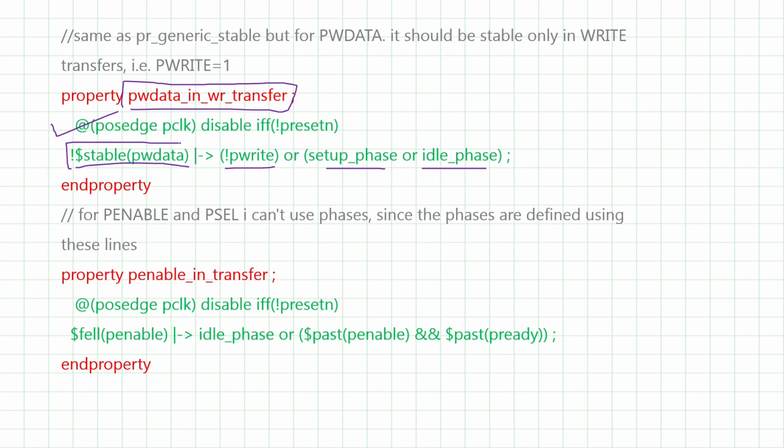Up till then, our PWDATA should be stable, because only if PWDATA comes can we write something. For PENABLE and PSELECT, these are the assertions for those signals, and the first line is the same.